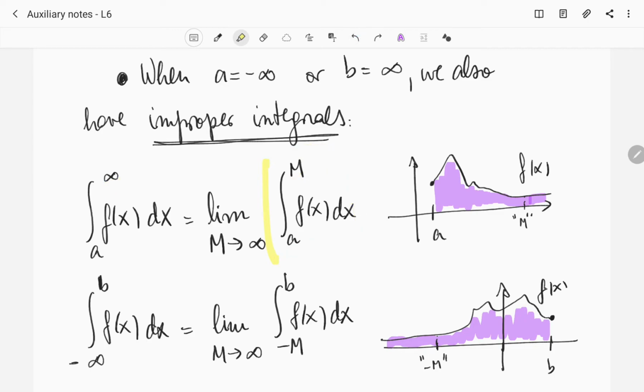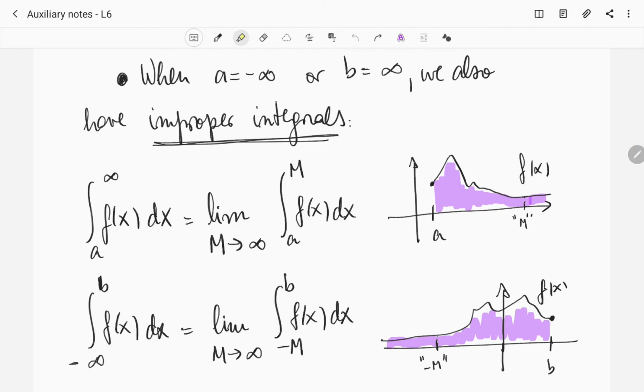Okay, so this is another type of improper integrals, and we will need this notion for lecture 6. Well, as you can imagine, if now a is minus infinity, the only change is that we change the direction. So minus infinity is here, and we wonder what is this notation, the integral from minus infinity to b of f of x.